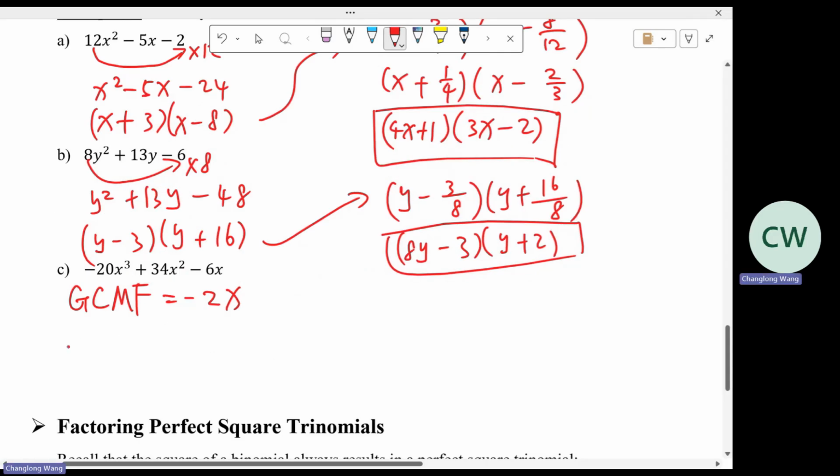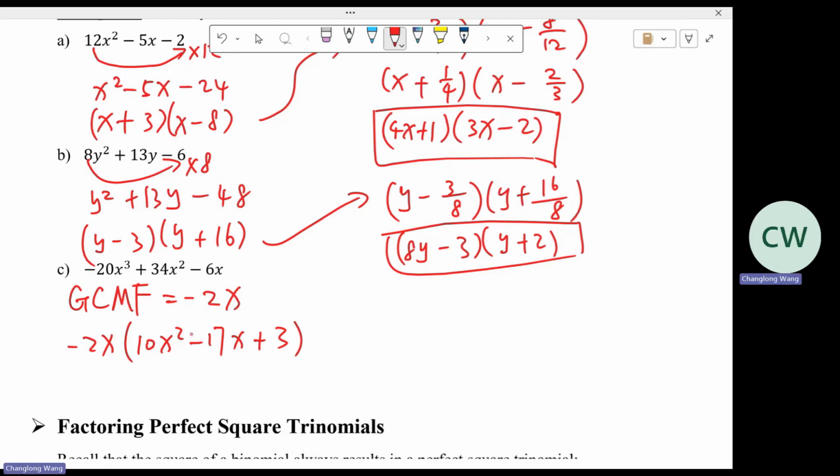See what's going to happen to the trinomial if I factor out negative 2x. All right, so now the first term: take out a negative sign, take out a 2, take out an x, you're left with 10x squared. The second term, it was positive. Take out a negative GCF, you get negative 17, right? 34 divided by 2 is 17. x. The last term, it was negative. Now it becomes positive 3.